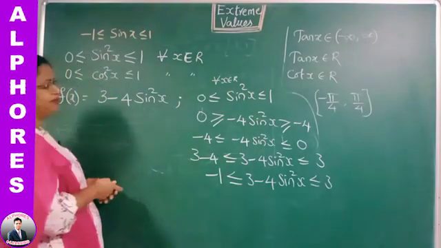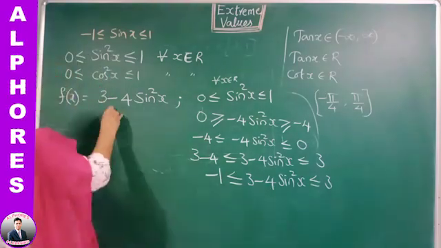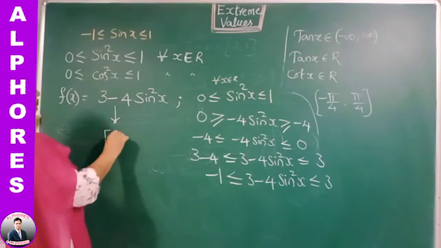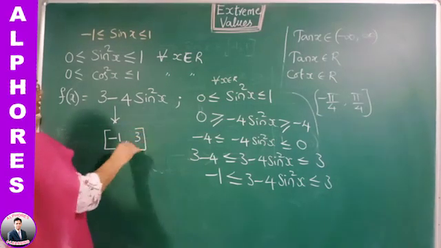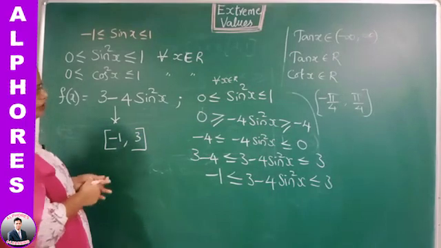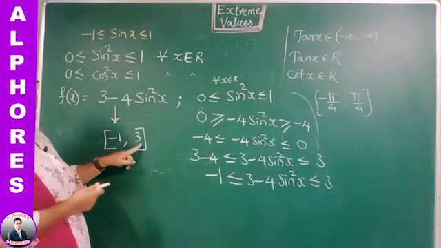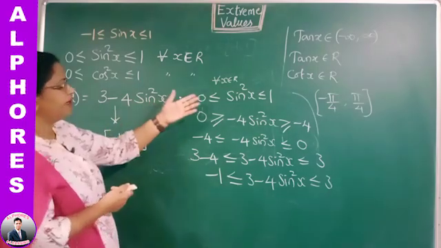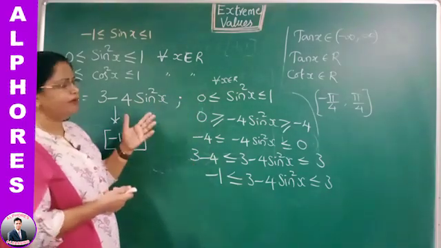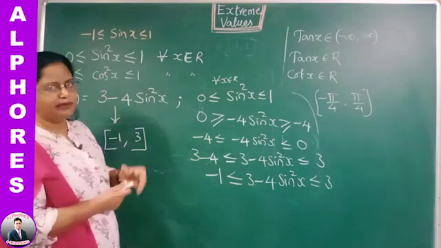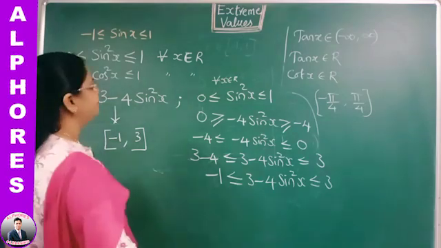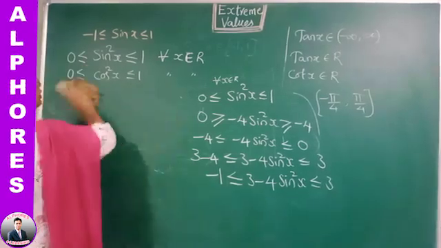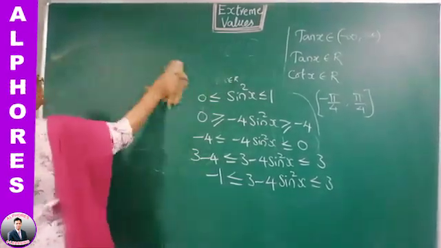Therefore students, what is the range of this function? The range is nothing but the closed interval minus 1 comma 3. Understand? So what is the least value? The minimum value is minus 1 and the greatest value is plus 3. So in these problems I wrote many steps, but you have to reduce the number of steps. Understand, students?